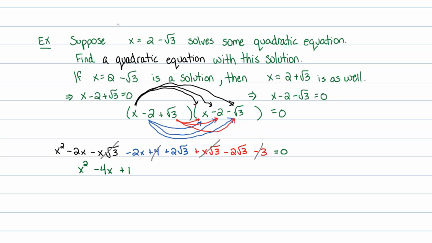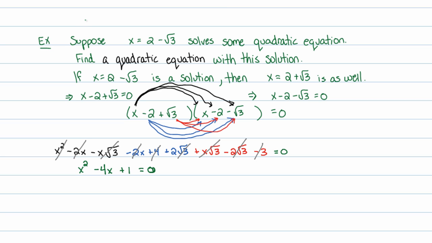Let me cancel out the other stuff that I've actually already taken care of here. And then finally a positive 2 root 3 minus 2 root 3. Those cancel out. So my equation just becomes this. X squared minus 4x plus 1 is equal to 0.